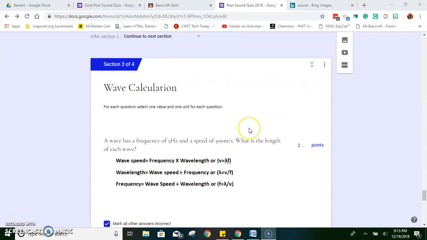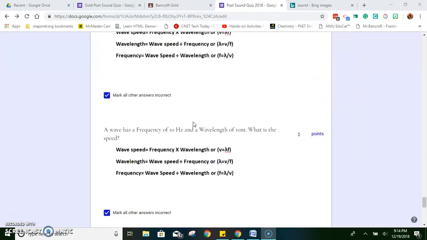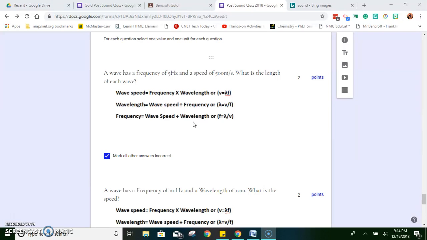All right, now we're on to wave calculation. These questions will be 2 points each. You do have 3 of them. I've given you the formula for each question. You need to pick out which formula to use on each one. I will give you a hint that you will only use the formulas, each of them, one time. So once you use a formula, you're not going to use it again.